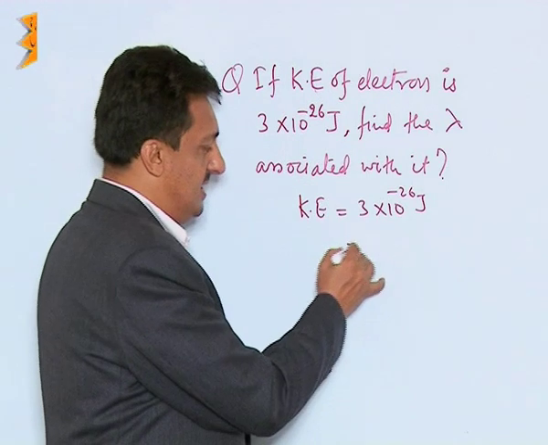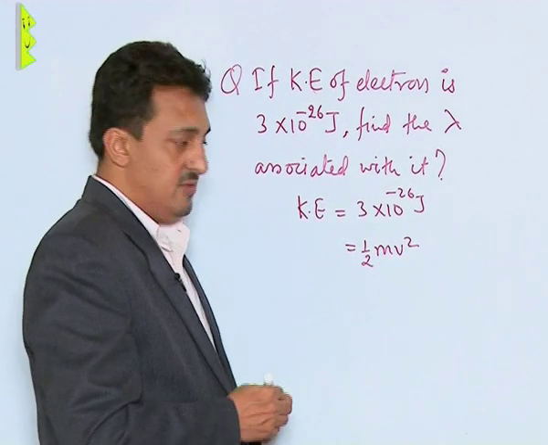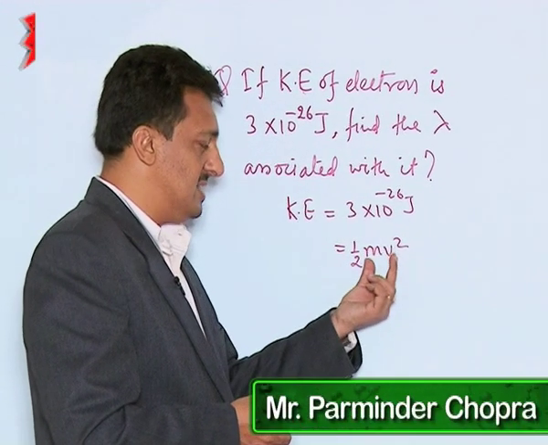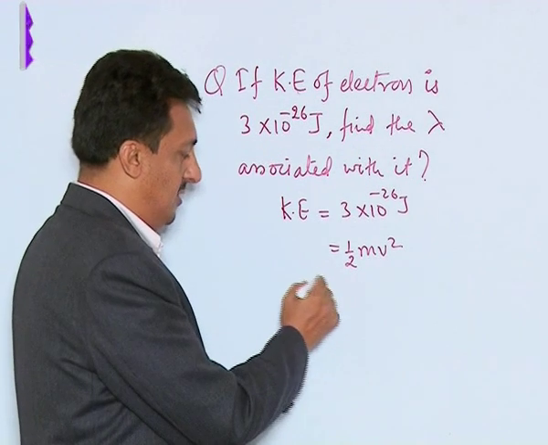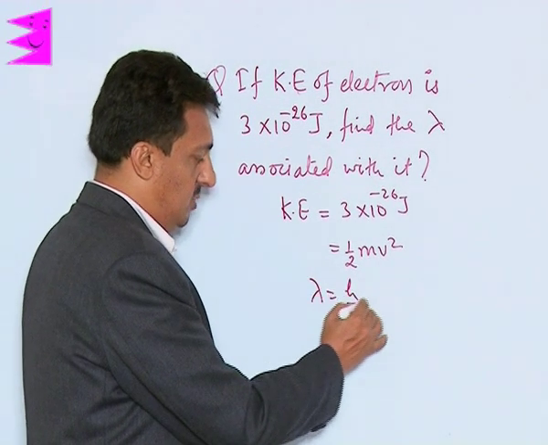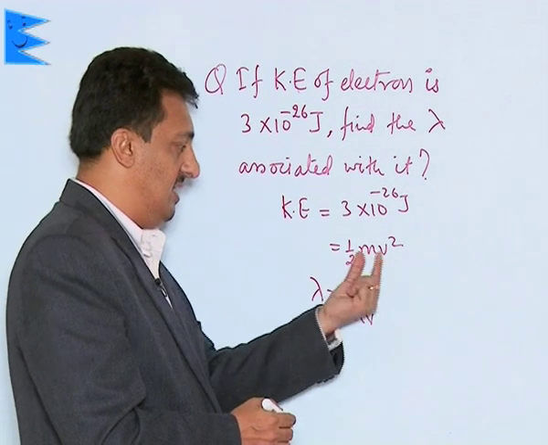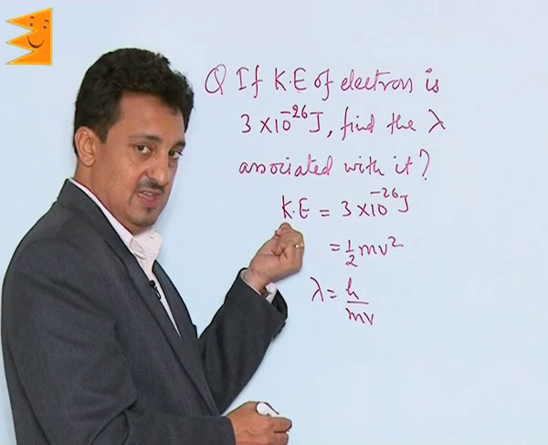We know kinetic energy is half mv square. So basically he is trying to make us calculate the mass and the velocity from this value. But what we can do is, since we know lambda is h over mv, we can put the values of mv here and we can find out how this lambda is associated with kinetic energy.